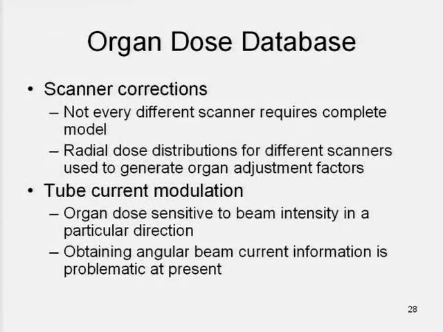One correction might be CTDIvol. One correction might be looking at the radial dose distribution, the difference between the dose at the center and the dose at the periphery, and how that correlates to the position of the organ in the body. And then we also need to consider how tube current modulation affects the dose. So different organs are sensitive to beam intensity in different directions. One of the challenges right now still being how we get that information.